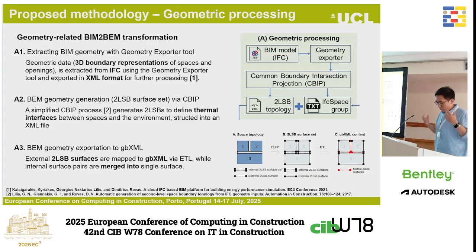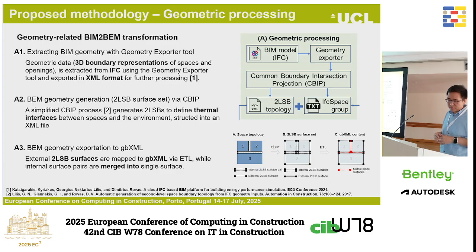The next slide shows stage 1, the geometry-related BIM2BEM transformation. Our work is not from scratch. In this work, we integrated several tools we developed over the past several years. The first one is the Geometry Exporter tool. The aim is to extract geometric data, 3D boundary representations for the building spaces and the openings, from the IFC file into the XML file.